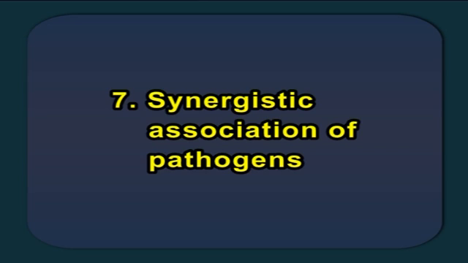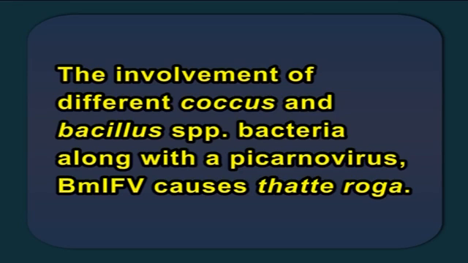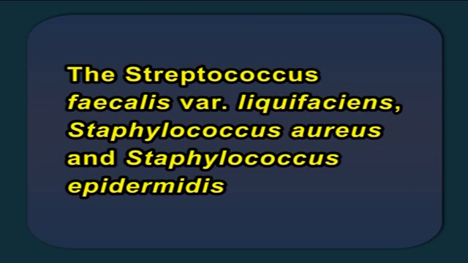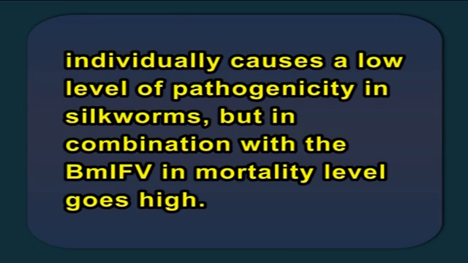The seventh aspect of our study is synergistic association of pathogens. Synergistic association of pathogens predisposes the silkworms to being severely affected and is a cause for great loss. The involvement of different coccus and bacillus species of bacteria along with a picornavirus, the BmIFV, causes Thate. Streptococcus faecalis variety liquefaciens, Staphylococcus aureus and Staphylococcus epidermidis individually cause a low level of pathogenicity in silkworms, but in combination with the BmIFV, the mortality level goes high.